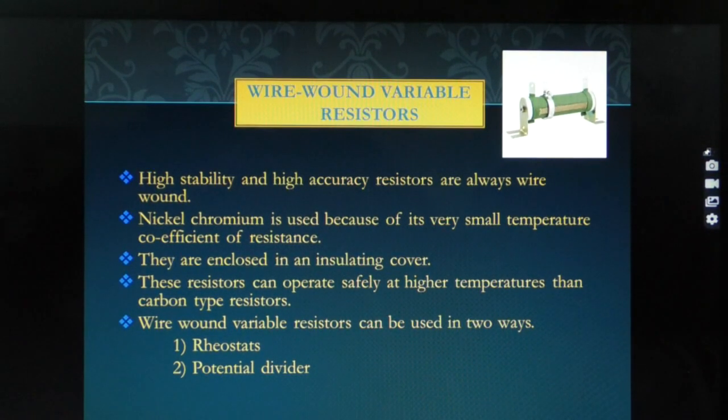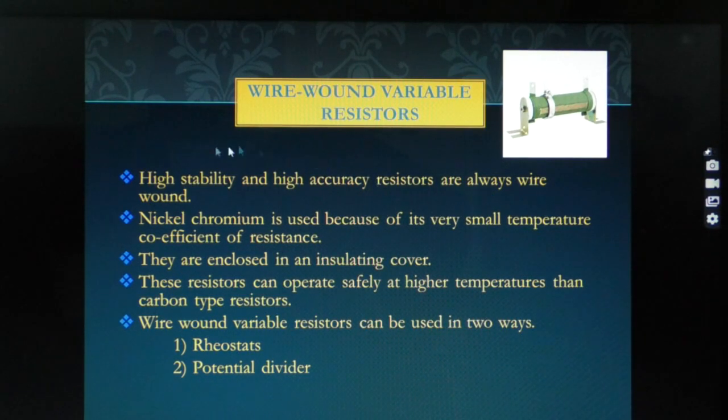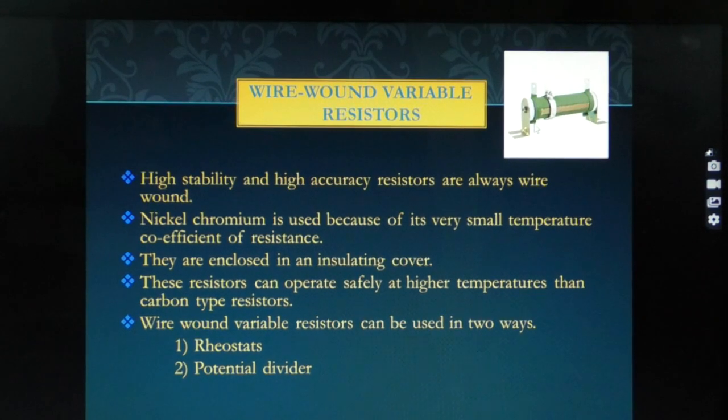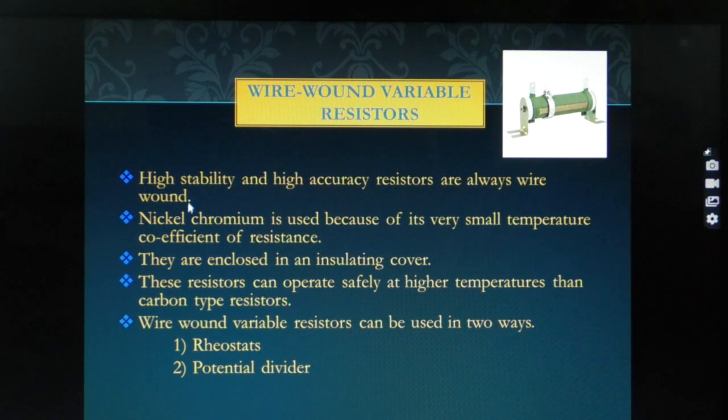First of all, we come to wire wound variable resistors. High stability and high accuracy resistors are always wire wound resistors. You can see here in the given figure, here is a rod and over it there is a conducting wire in the form of loops. It is wound, and such type of resistor is known as a variable resistor.